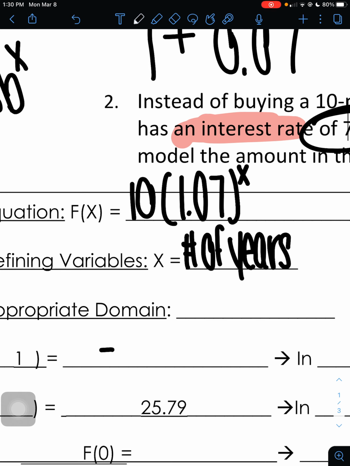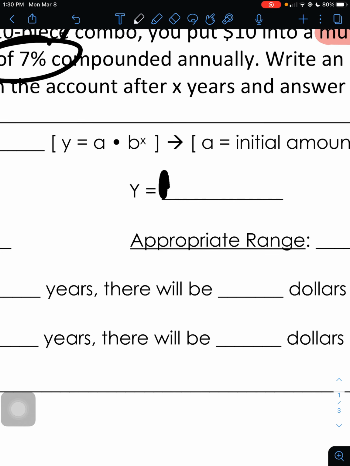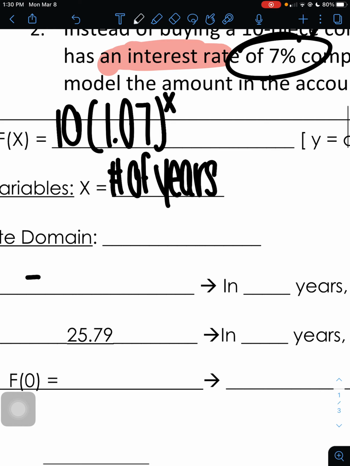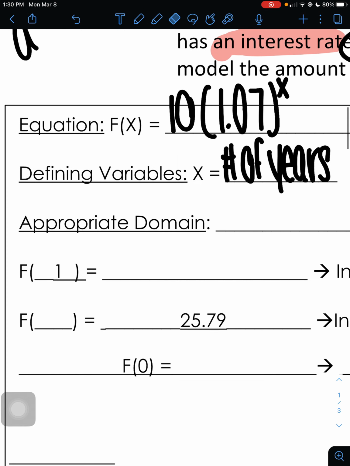Now, when you put that into the function and it gives you that number back, what does that number tell you? The amount in your account. Oops, I can't spell. Don't tell your ELA teachers. So y is the amount in our account. x is after how many years. So what's an appropriate domain and range? Let's go ahead and answer those questions.